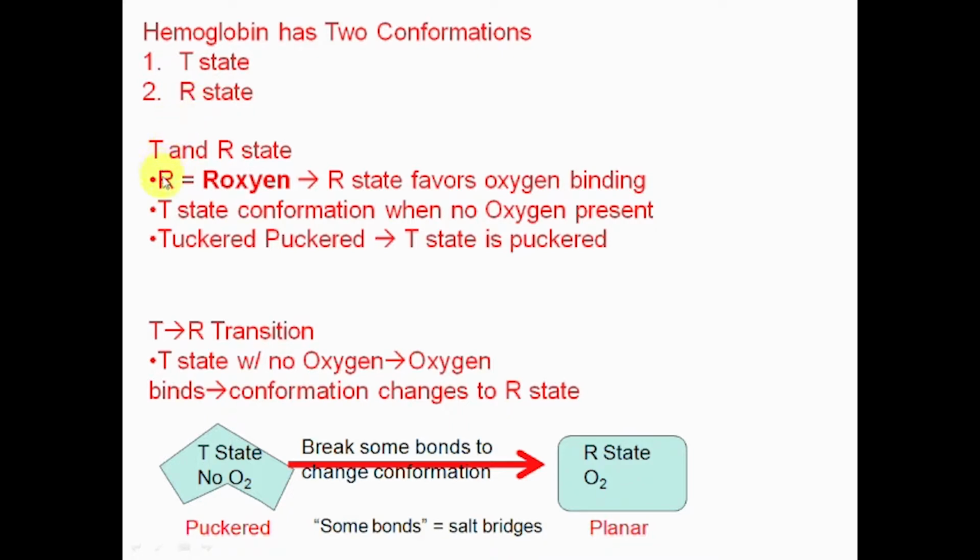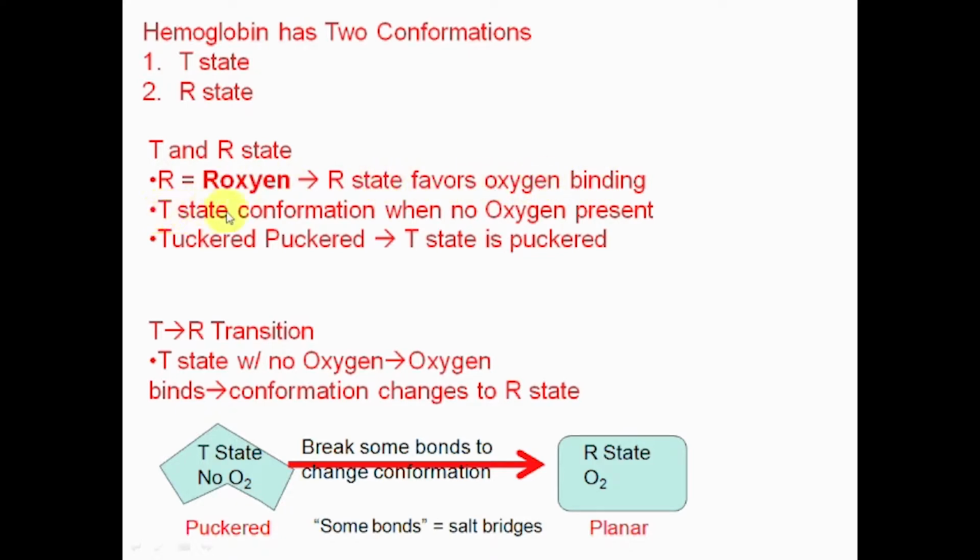Okay, so it turns out that the R-state binds oxygen better. And so as a mnemonic, to remember that the R state is when you have oxygen bound, just think "roxygen." You put an R in front of oxygen and you just say roxygen, and that tells you what state oxygen is bound to. And so when you have oxygen, it's going to be the R state. There should be a little G in there, but you get the idea. So the R state favors oxygen binding.